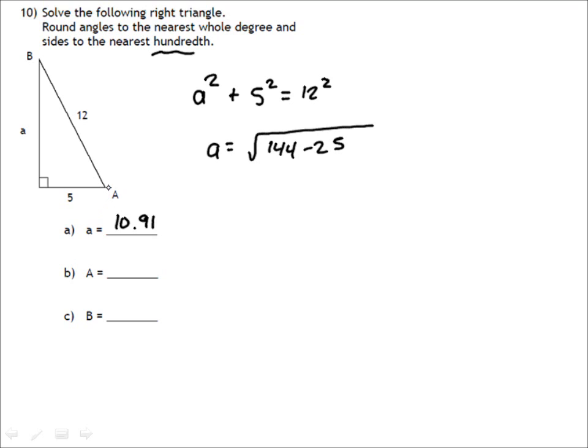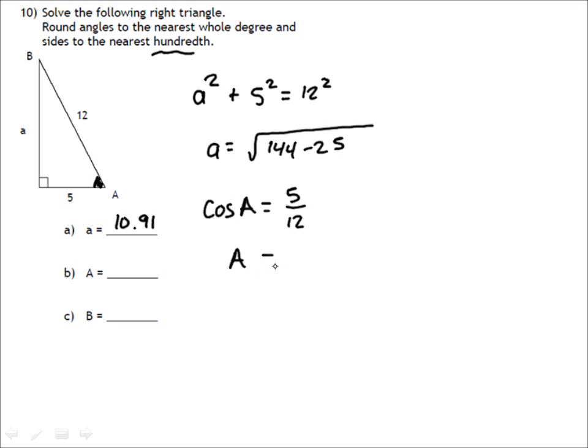Now we need to find angle A. Looking at angle A, I know the length of the adjacent side, and I know the length of the hypotenuse. So we're going to use the cosine ratio, and I'll write the cosine of angle A is equal to the adjacent side, 5 over 12. I'm trying to find this angle, so I'm going to apply the inverse cosine function to both sides. When I apply the inverse cosine to an acute angle, an angle between 0 and 90 degrees, I get the angle itself. So inverse cosine of the cosine of A is A.